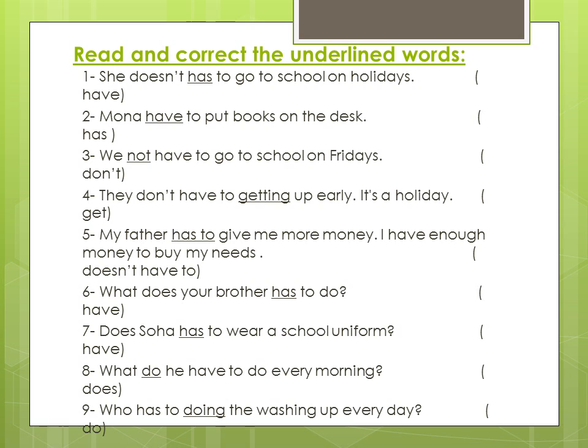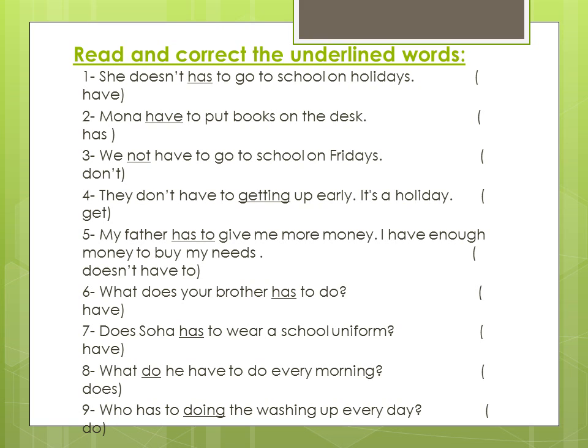5. My father has to give me more money. Here we have to understand the meaning of the sentence. As I have enough money to buy my needs. So my father doesn't have to give me more money. And again I say doesn't have, not doesn't has.